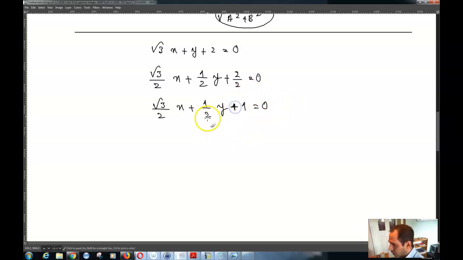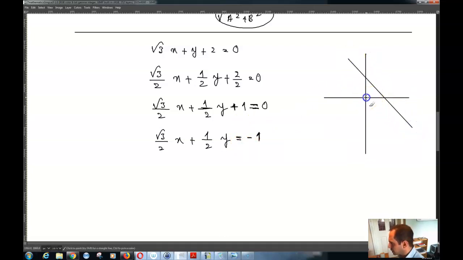Now you need to pay attention to what happens here. First take this 1 to the other side and see what happens. If I write square root of 3 by 2 times x plus 1 by 2 times y is equal to negative 1, you see that this p, which is supposed to be a length, like the length of this perpendicular line, is a negative number, which of course is not supposed to be like that. And if you don't take care of this, your angles will be messed up. You won't get the right angles based on these coefficients.